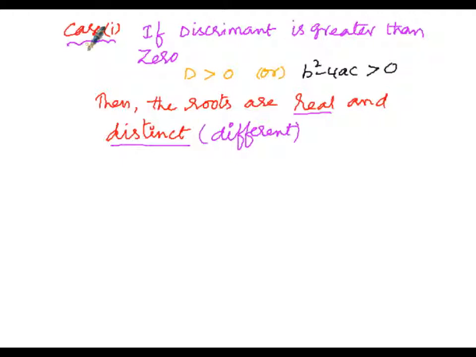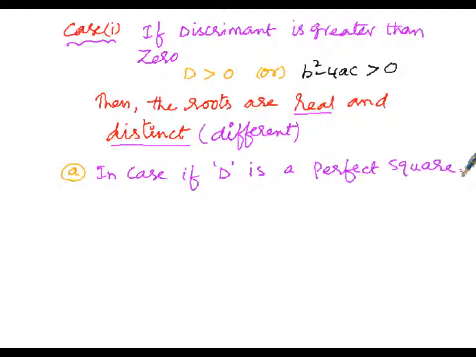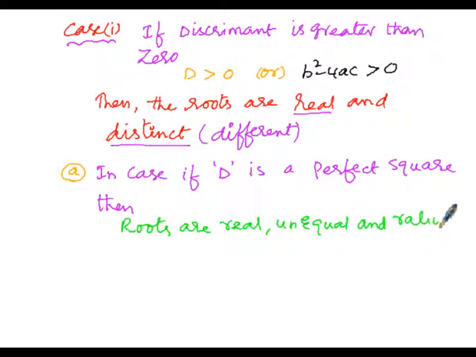In this particular case number 1, the first sub-case is A. If the value of D, that is the discriminant value, is a perfect square, then the roots are real, unequal and rational.